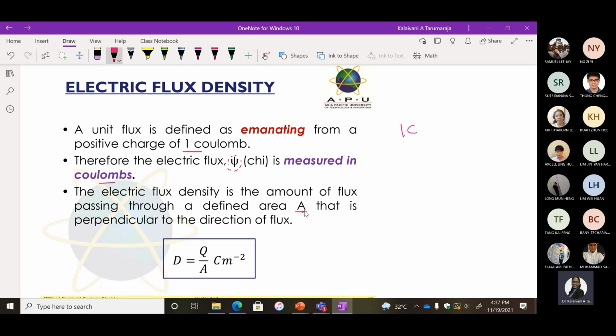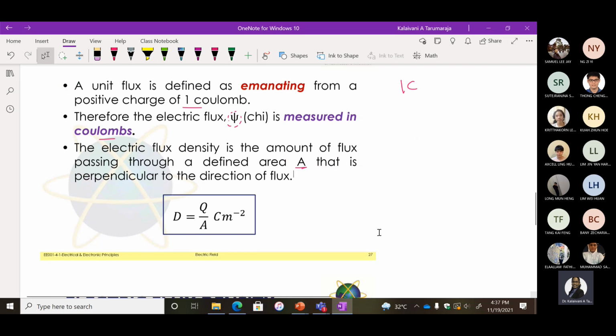Perpendicular to the direction of the flux. Take note on this part. This is the charge, and the next one is area. That's why we have this equation. The upper one is charge. The unit we measure is based on the coulomb, C. That's why they wrote the equation with C.